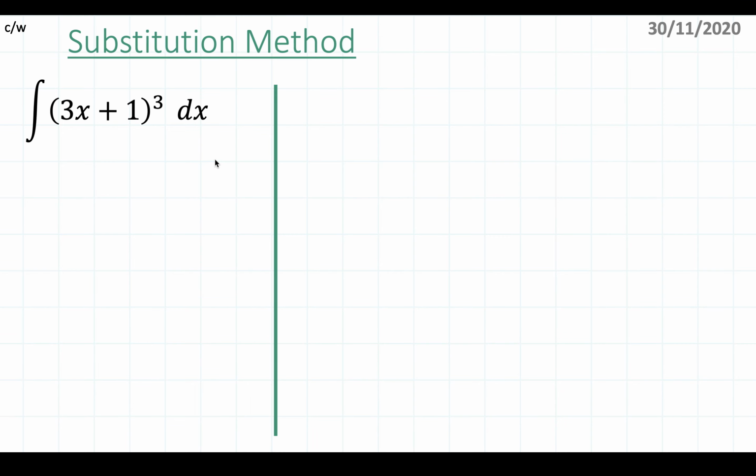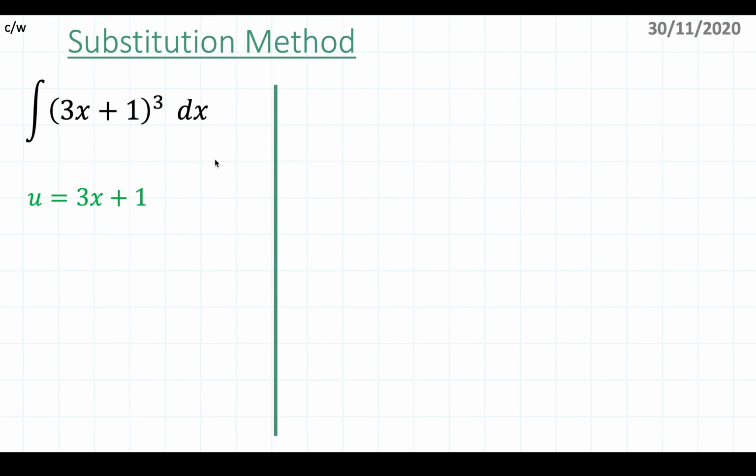The substitution method follows from the chain rule, and it covers similar ideas, but the approach will look slightly different. So the idea is that you're going to first substitute. You're going to pick the value that you're going to substitute. Usually it's quite obvious, and here I'm going to pick 3x plus 1.